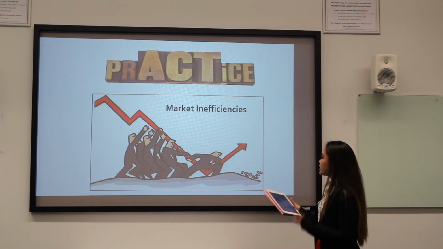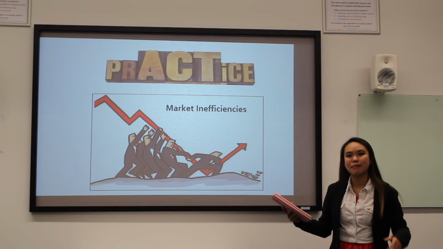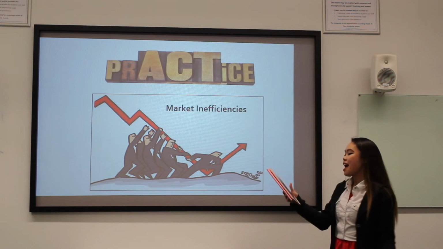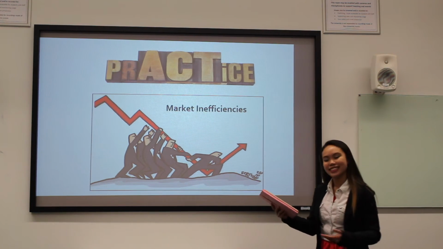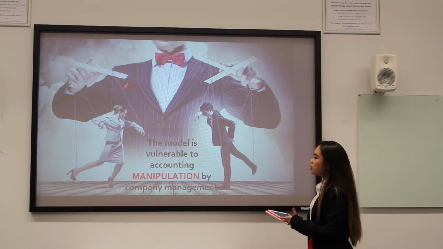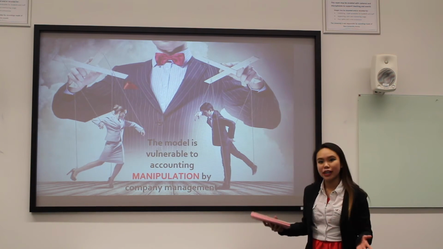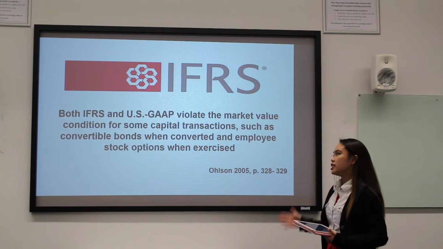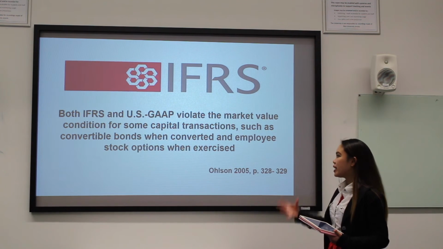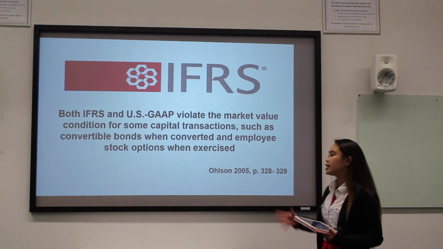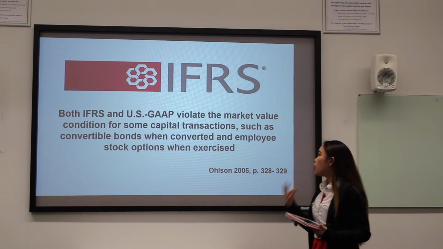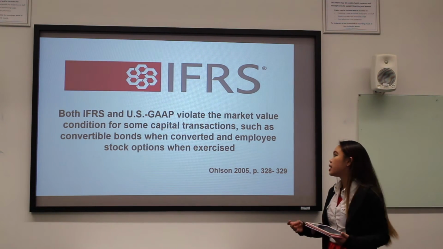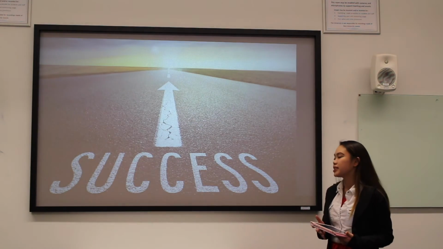And also in practice, capital transactions are often driven by market inefficiencies and thus have an impact on the value of the firm. And the model is also vulnerable to manipulation by the company management. And last but not least, both IFRS and GAAP violate these market value conditions, such as having convertible bonds when converted and employee stock options when exercised, according to Ohlson 2005.